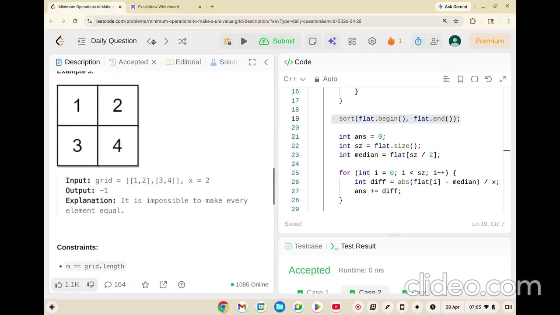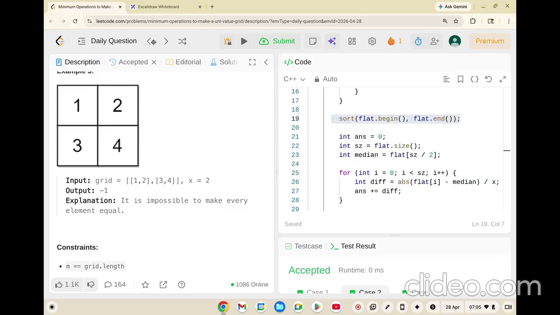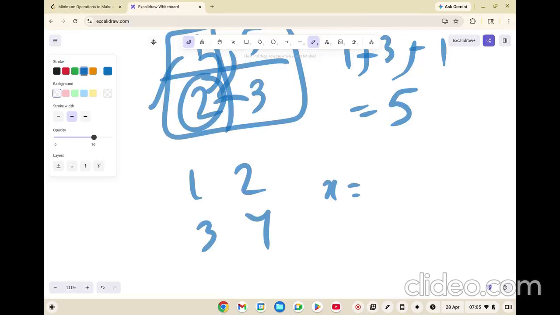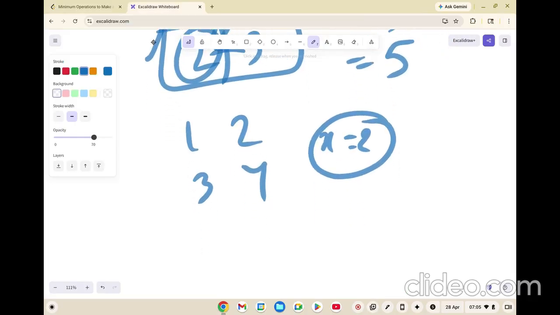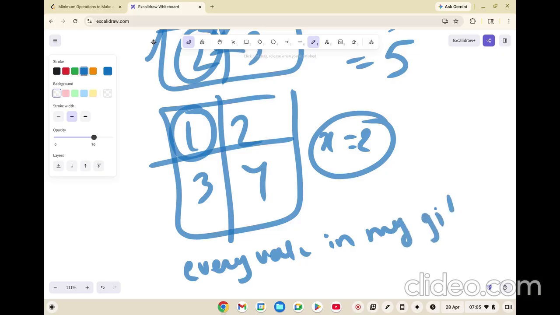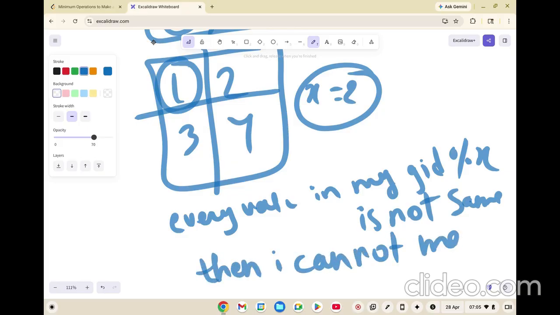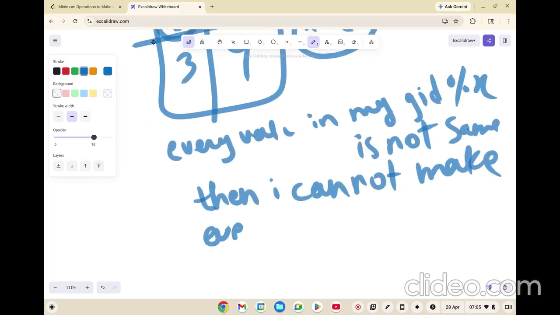Let's look at the last test case, 1 2 3 4, and x value is 2, right? So you can understand one thing from this place, that if every value in my grid modulo x is not the same, then I cannot make every element the same, right? And this thing should be a bit obvious to you, right?